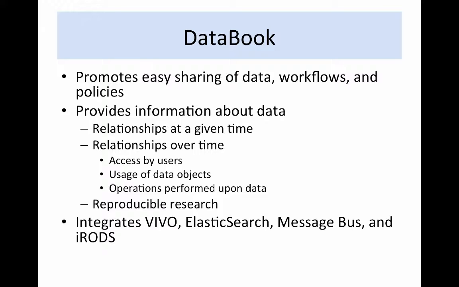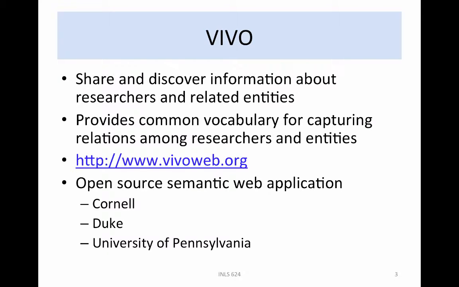analysis becomes possible. The DataBook project is an example of an asynchronous federation of multiple systems: Vivo, Elasticsearch, Message Bus Technology, and the iRODS data grid. The Vivo technology supports information about researchers and related entities. The technology is open source and is available here, www.vivoweb.org. Vivo is a semantic web application that is being developed by Cornell, Duke, and the University of Pennsylvania.